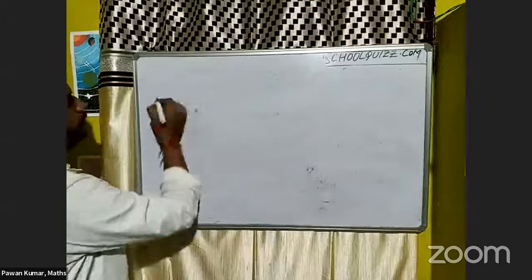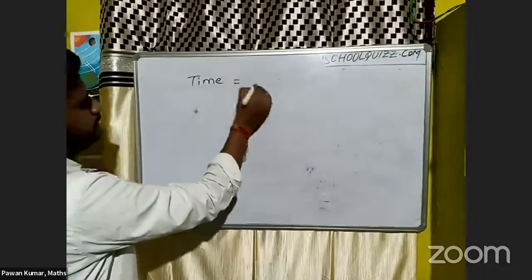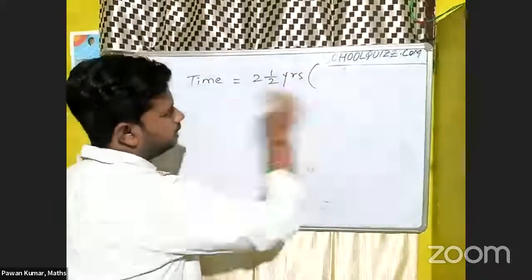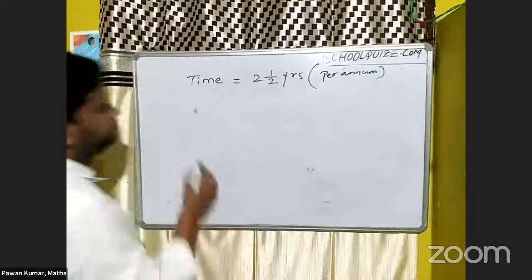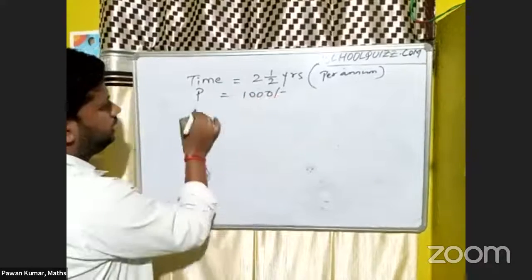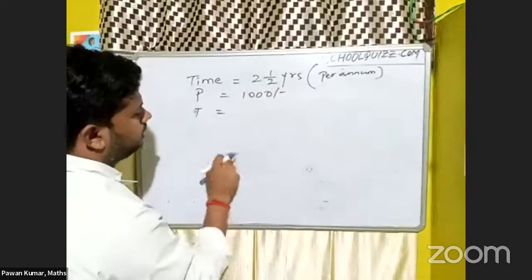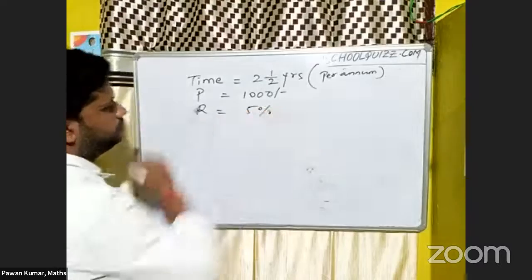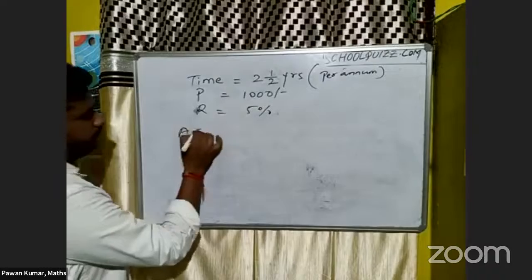Now when the time is in fraction, what do we do? Simply, let it be time. They mention 2 and a half years, per annum, correct? So the principal will be 1000, and the rate is 5%. Let it be. So what can we do then? Simply amount equals principal.